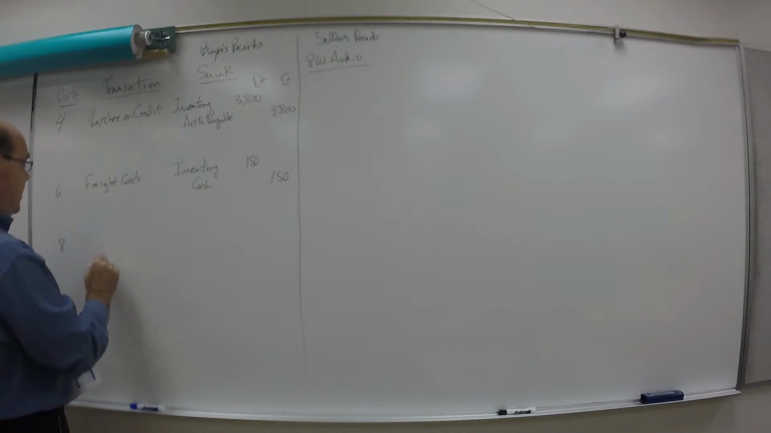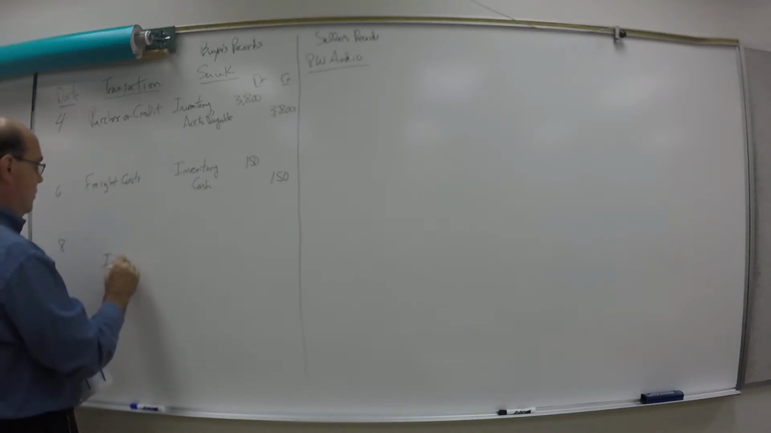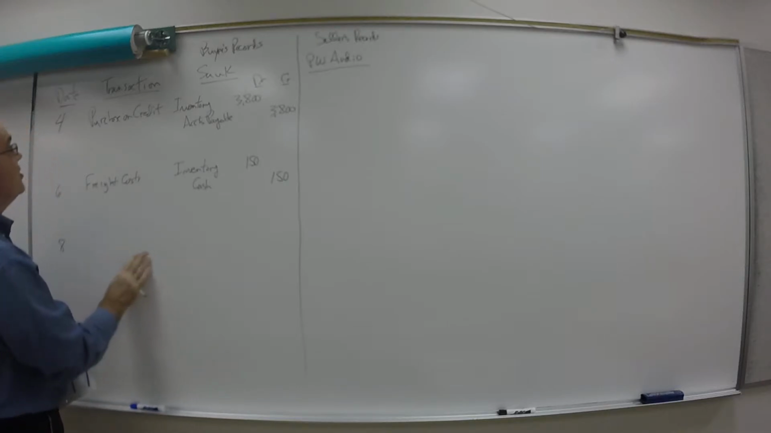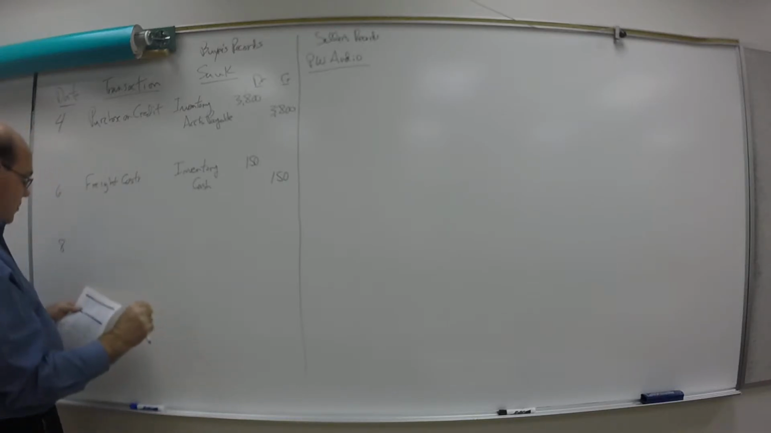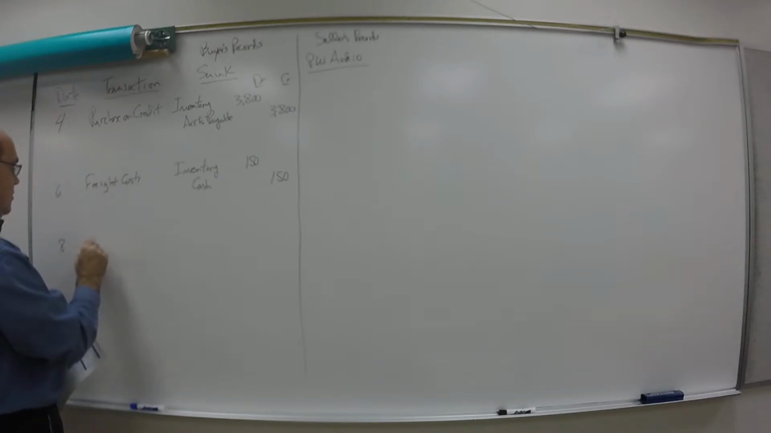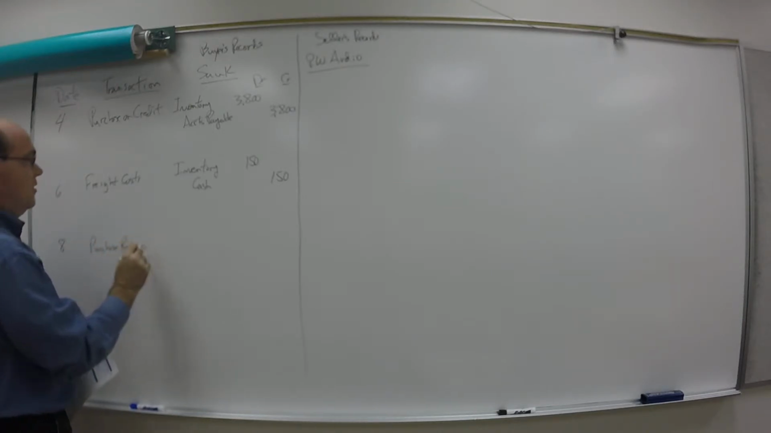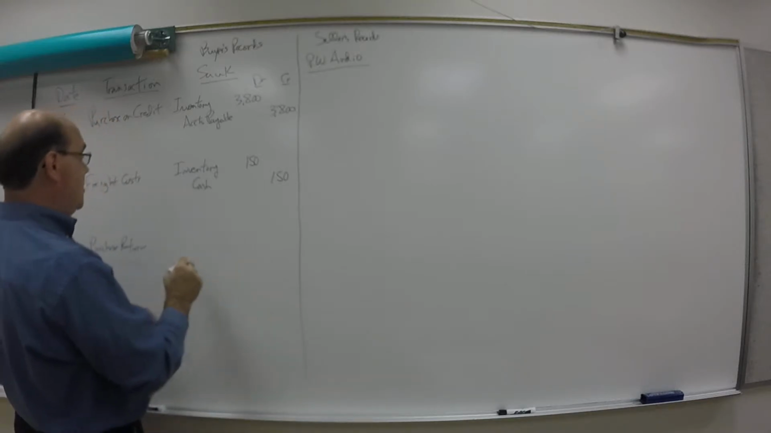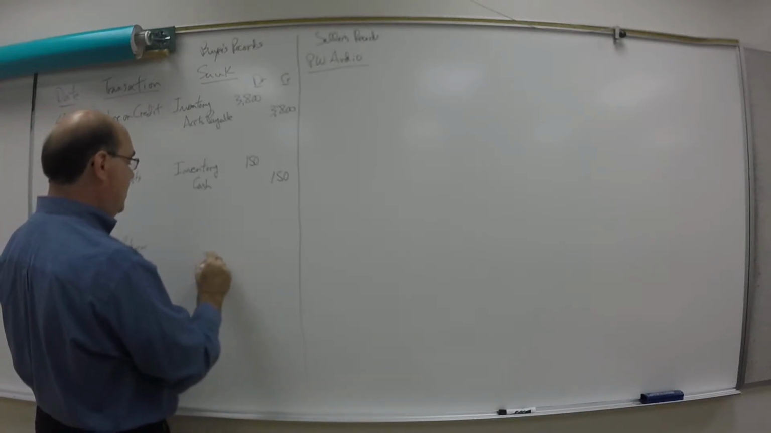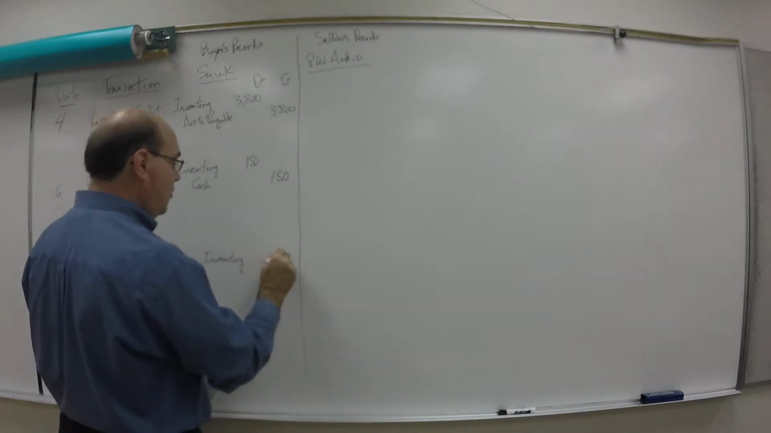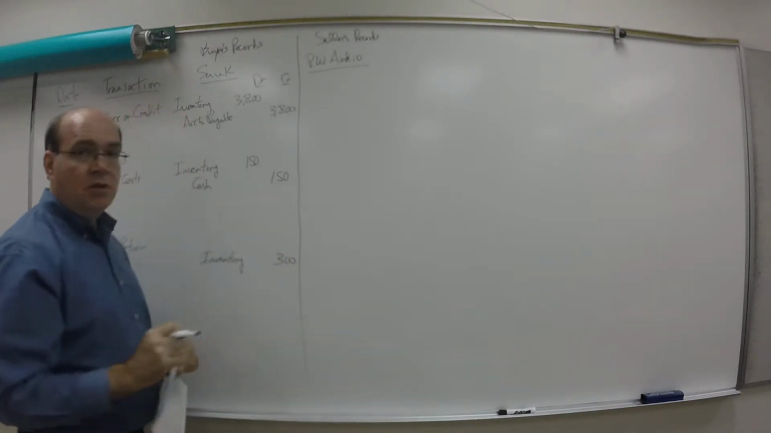So if we don't have it, we're going to take it out of inventory because it's going to go back. So, purchase return. Now what we're going to do is take it out of inventory. So we're going to credit inventory. That's an asset account. So we're going to reduce it by doing a credit for $300. That's how much we returned.